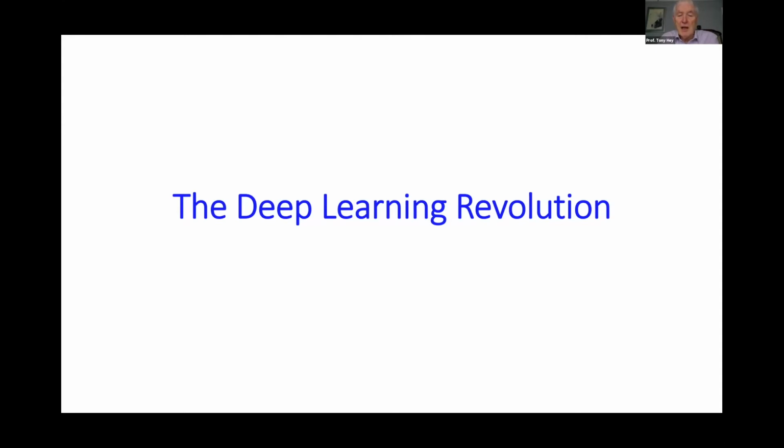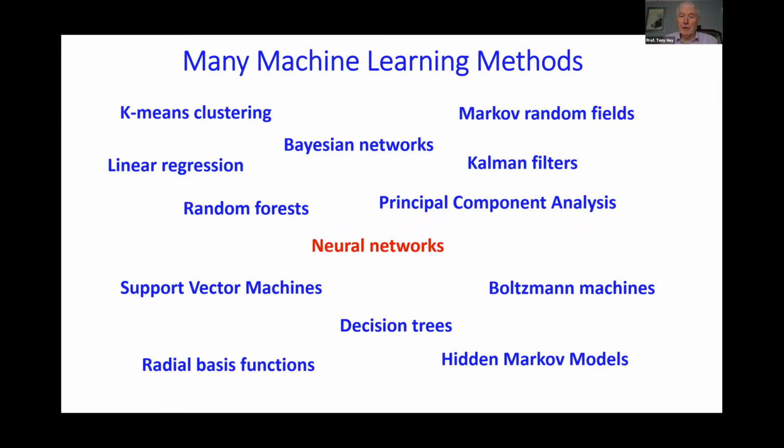Well, what's happened is a true revolution in artificial intelligence and machine learning. It's called the deep learning revolution. We've been doing machine learning for many years, and we have many methods, and I've listed some of them on this slide. And one of them I've highlighted in red because of the work of Professor Fei-Fei Li at Stanford University with her ImageNet project.